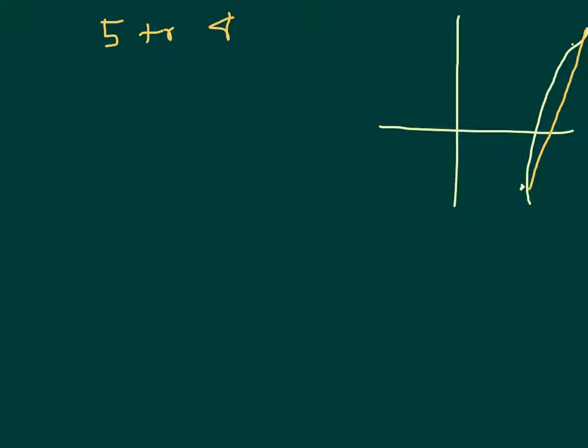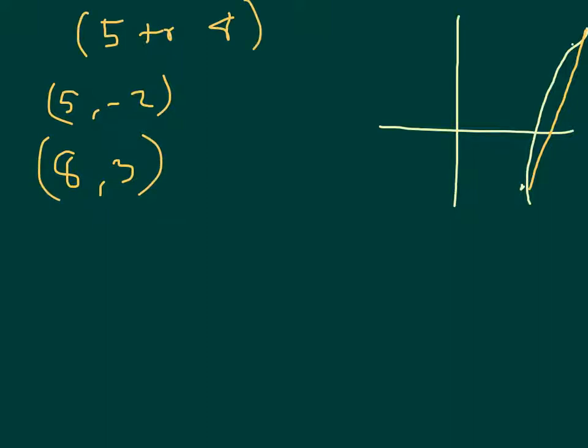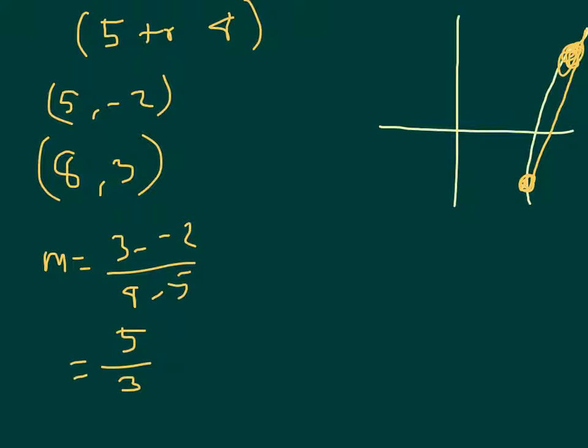So the points for the secant line are (5, -2) and (8, 3), because it said the interval is from 5 to 8. So here are my points, the (5, -2) and the (8, 3) up here. So all I need is the slope. So the slope is y minus y, 3 minus -2, over x minus x, 8 minus 5. So that becomes 5 over 3. So the slope is 5/3.